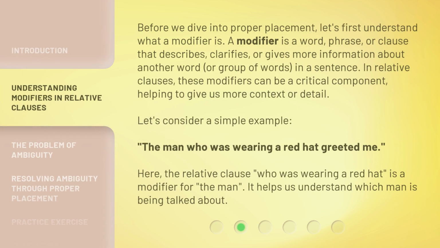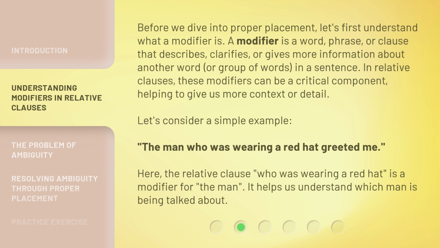Before we dive into proper placement, let's first understand what a modifier is. A modifier is a word, phrase, or clause that describes, clarifies, or gives more information about another word, or group of words, in a sentence. In relative clauses, these modifiers can be a critical component, helping to give us more context or detail.